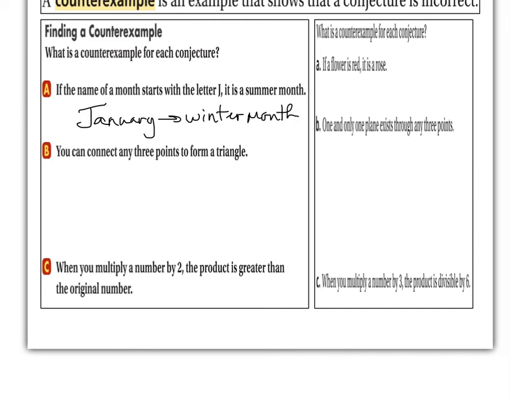The second one: you can connect any 3 points to form a triangle. Well, that's true. I put 3 points like so and draw a triangle. There's my triangle. I have to find a counterexample that shows that's false. If I connect 3 points this way, is that a triangle? No, it's not. That's a line. So now I've proven that that conjecture is not true.